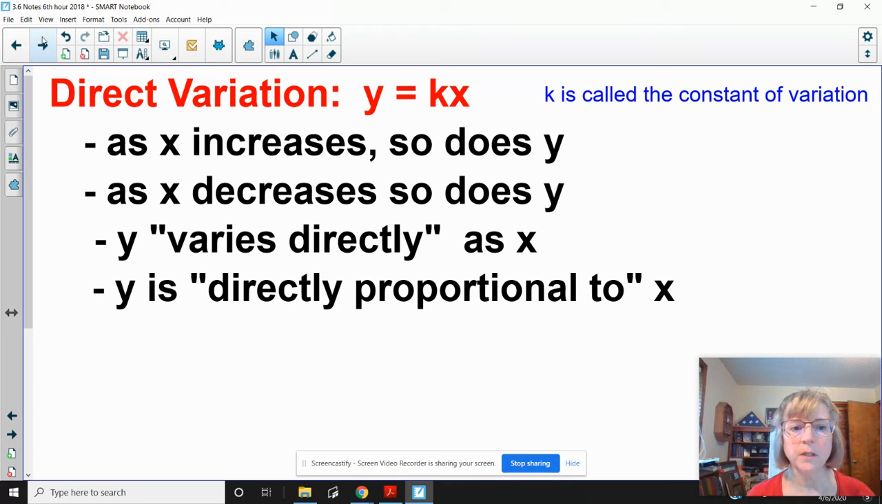This equation illustrates that as x increases, so does y, and vice versa. As x gets smaller, y also gets smaller. The phrasing we're looking for is "y varies directly as x," or "y is directly proportional to x." When we see that phrase, we know we're working with the equation y equals k times x.